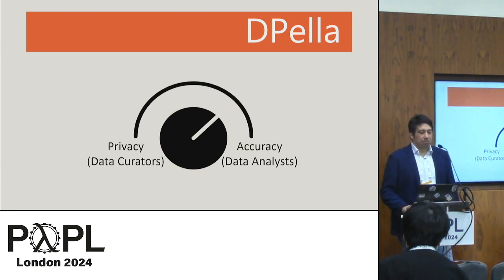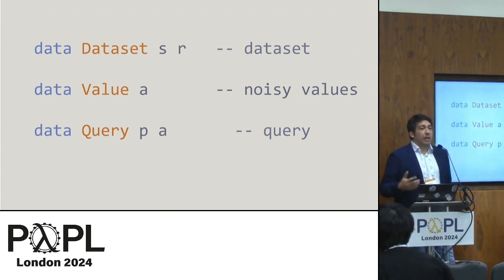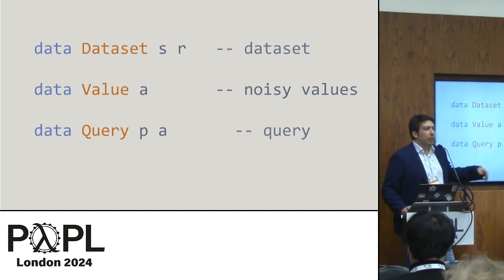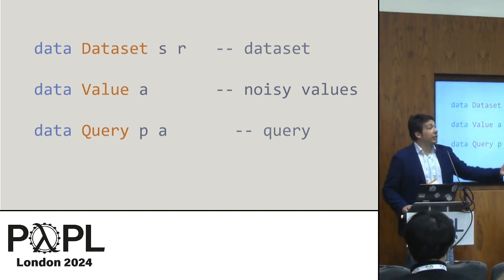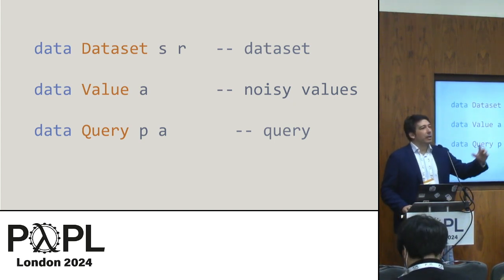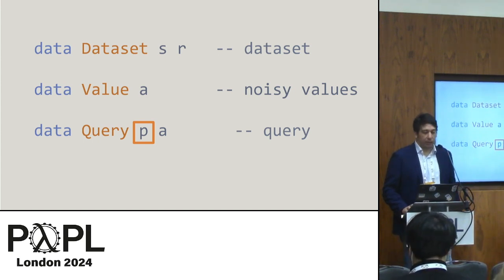Okay? So, quickly, I present you the very simplified version of DPella, using the Laplace mechanism. But actually, DPella supports different definitions of differential privacy, and not all of them are compatible. You cannot cast from one notion to the other. So the queries are all indexed by the privacy notion, the definition of differential privacy that you are using.